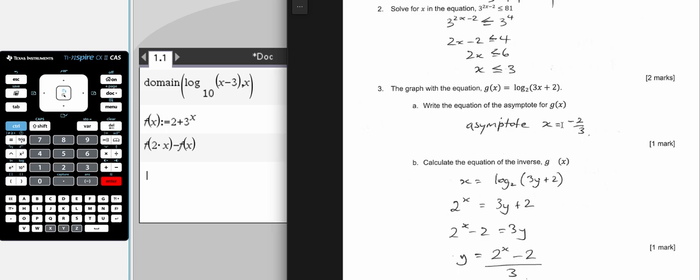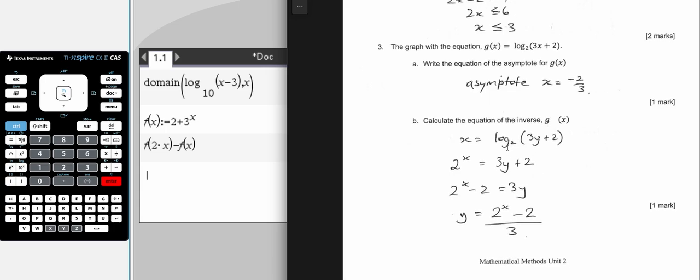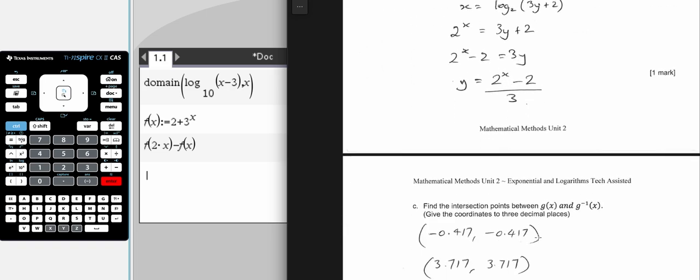3b, we're trying to find the inverse of it. So we swap x and y where the positions of x and y are. So then we have x equaling log 2 in brackets 3y plus 2. We turn it into an exponential, so 2 to the power of x equals 3y plus 2, and solve basically for y. So just basically transform it into y equals. So 2 to the power of x minus 2 equals 3 times y. Divide both sides by 3, so y equals 2 to the power of x minus 2, over 3.